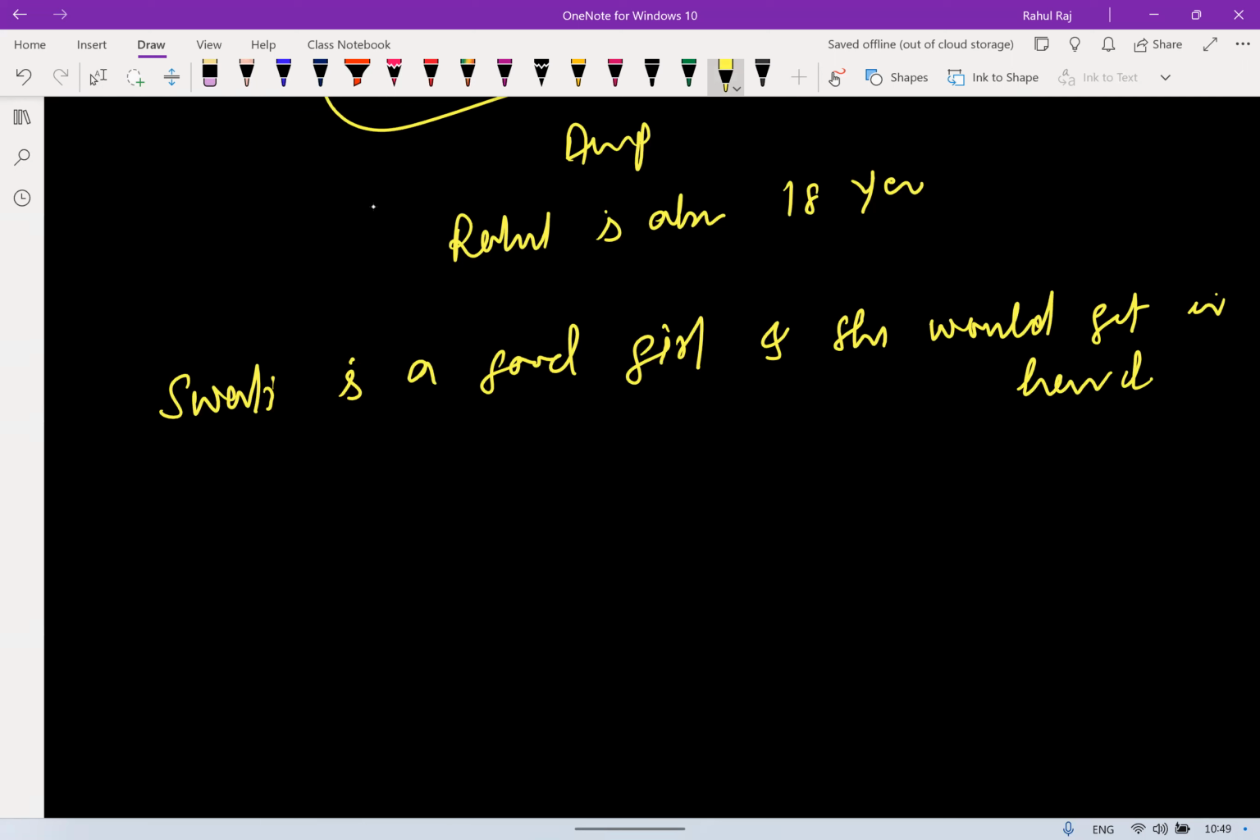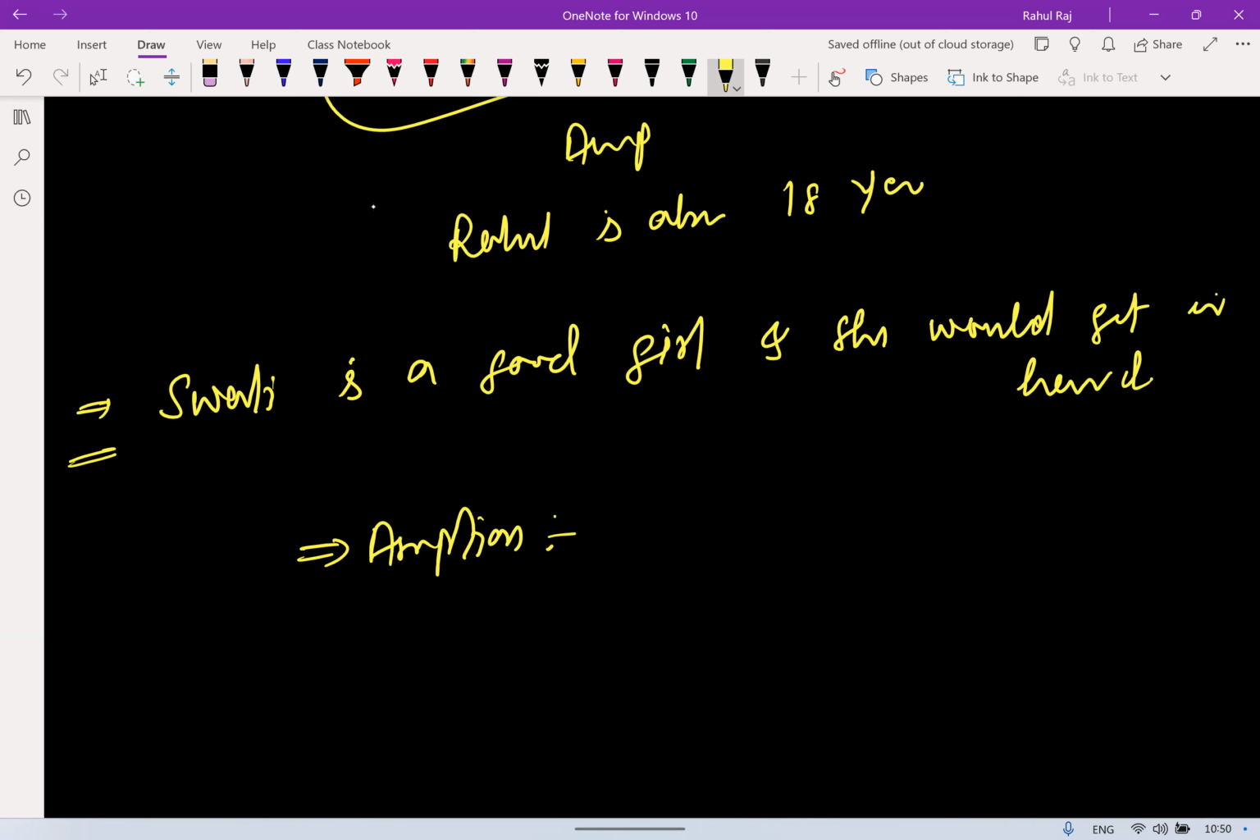Now, for your kind information, please understand this is an argument that is written to you in CR. This is an argument that has been given to you. So you are not supposed to assume anything like how can this argument look very vague to me, Rahul. Nothing looks vague to you. Be very sure about it. Whatever argument is given should be considered true. So when I say Swati is a good girl and she would get into Harvard, simple logic, what assumption can I make from here?